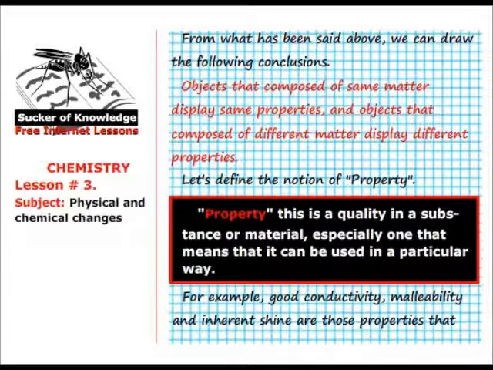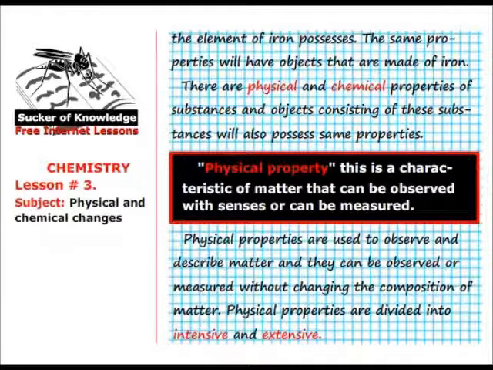From what has been said above, we can draw the following conclusions. Objects that are composed of the same matter display the same properties, and objects that are composed of different matter display different properties. Let's define the notion of a property. Property: this is a quality in a substance or material, especially one that means that it can be used in a particular way. For example, good conductivity, malleability, and inherent shine are those properties that the element iron possesses. The same properties will be had by objects that are made of iron. There are physical and chemical properties of substances, and objects consisting of these substances will also possess the same properties.